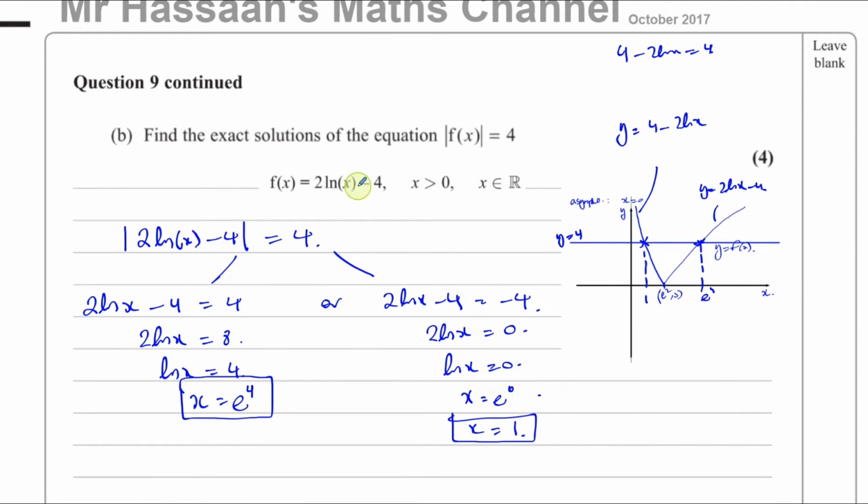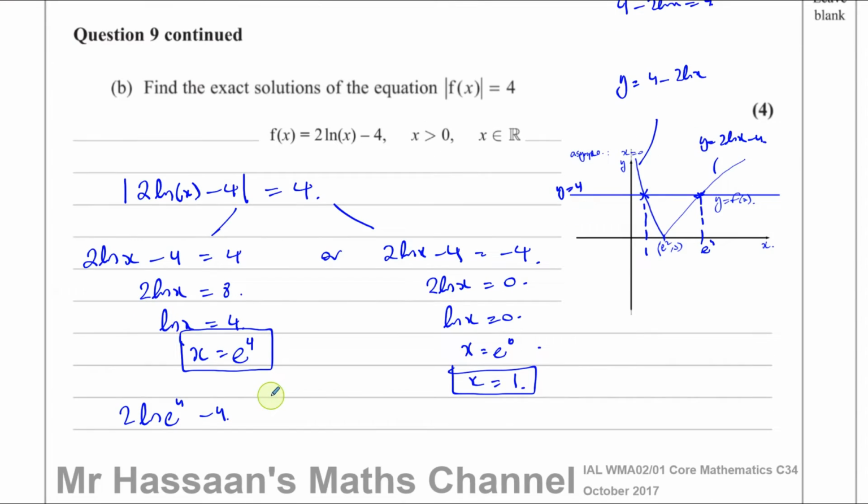Okay, and we can put these in here and check that they're the right answers. If I put e to the power of 4 in here, I have 2 ln of e to the power of 4, minus 4. If you rewrite this, you can use the power law. That's going to be 4 times 2, which is 8, times ln e, minus 4. And ln e equals 1, so 8 minus 4 is equal to 4. The modulus of 4 is equal to 4.